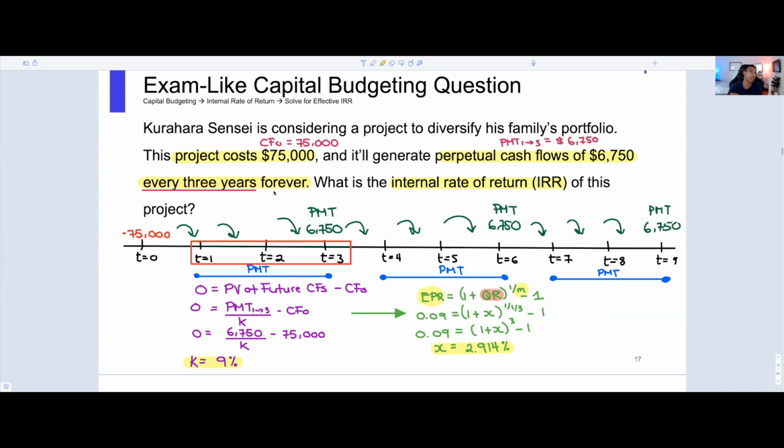So we need to use our effective periodic rate formula. But now we're not solving for the effective periodic rate because we have it, right? We have the rate that spans 3 years. We want to find the rate that spans 1 year. So instead of solving for EPR, we're solving for QR. And QR in this case is 2.914%. Okay? Don't worry. If that wasn't so clear just yet, if you don't feel like you mastered the topic now, we can take a step back. And we're going to do another question that asks us to solve for the effective annual internal rate of return.